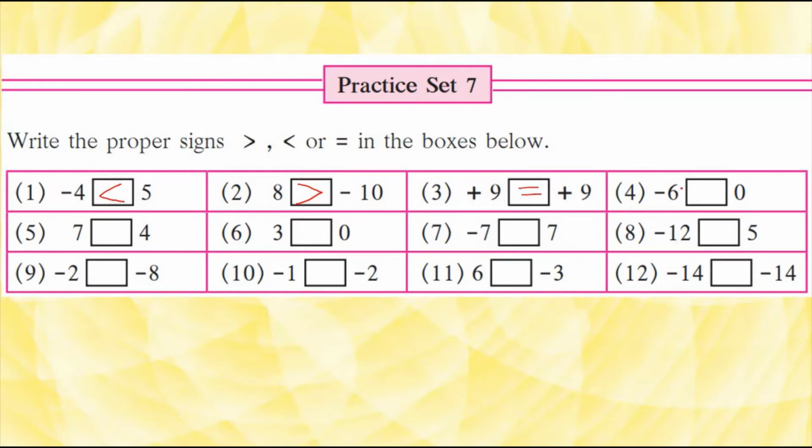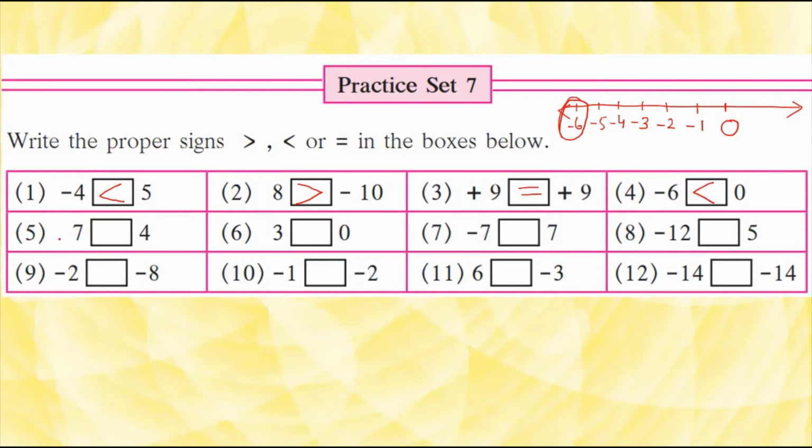The fourth sum, -6 and 0. If you observe the number line, I am drawing the number line here. We will draw 0 somewhere here, and on the left hand side, we have -1, -2, -3, -4, -5 and -6. So, if we compare -6 and 0, the number -6 is on the left hand side and hence it is a smaller number, which means the open mouth of the sign will come towards 0.